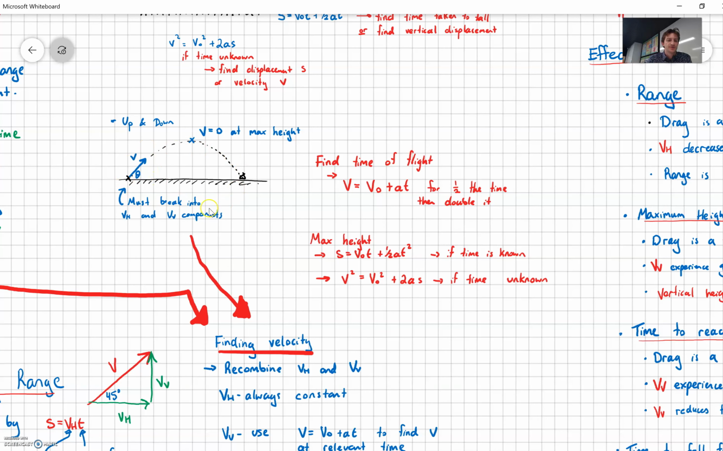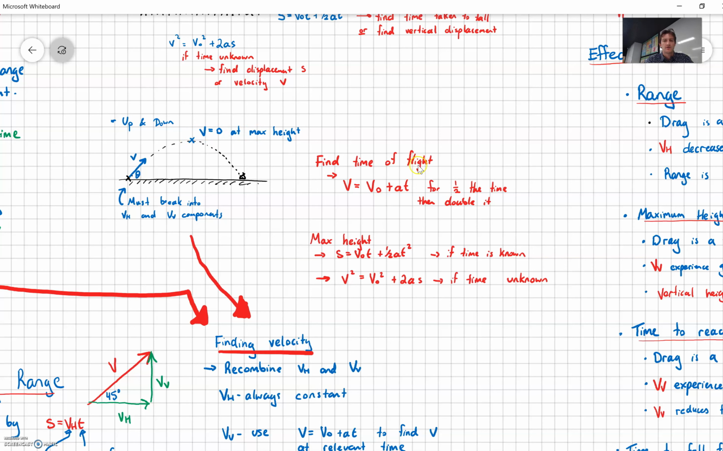you might also see problems that look like this, where something's being projected at an angle, and this is probably a bit more common. Before you do anything, you should break that total velocity into a horizontal component and a vertical component. You can use the horizontal component to find range, like I've talked about before. The vertical component, though, we use to mainly find the time of flight. To do that with this case, we use the trick where we know that halfway through, the vertical velocity is equal to 0 at the maximum height.